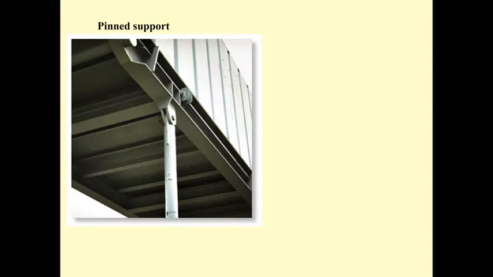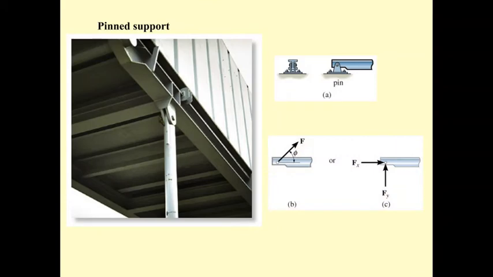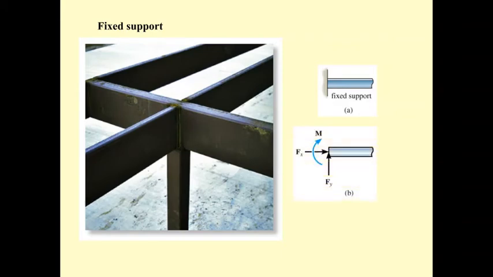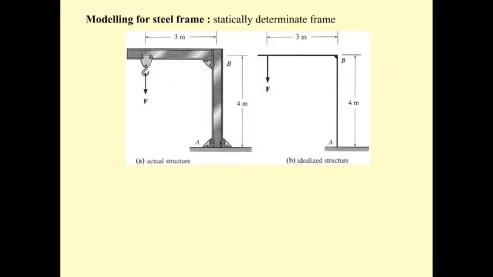For the pin support, we put the bolt to fix this into position. The pin support allows the rotation, but does not allow the movement. So the pin support will have the reaction in the horizontal and the vertical, and no moment reaction. The fixed support, they are going to be fixed together, no movement at all. So the reactions can be F sub X, F sub Y, and also the moment reaction. Okay, that is the first part.